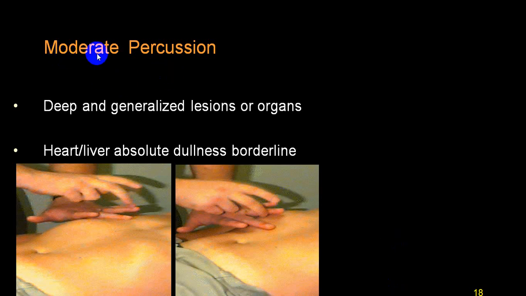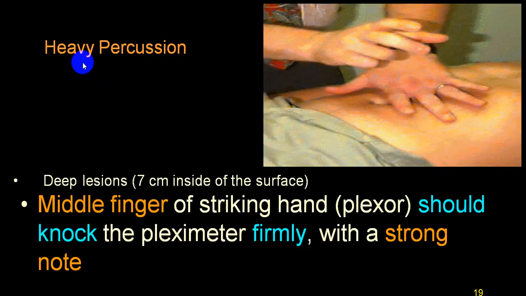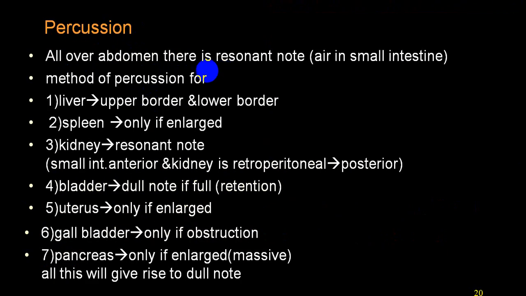Moderate percussion is usually not a common term which is utilized. It depends upon the individual, person to person. So heavy percussion is usually for a deeper structure and to find out deep tenderness. By percussion you identify the upper border of the liver and the lower border of the liver. You can identify spleen enlargement.